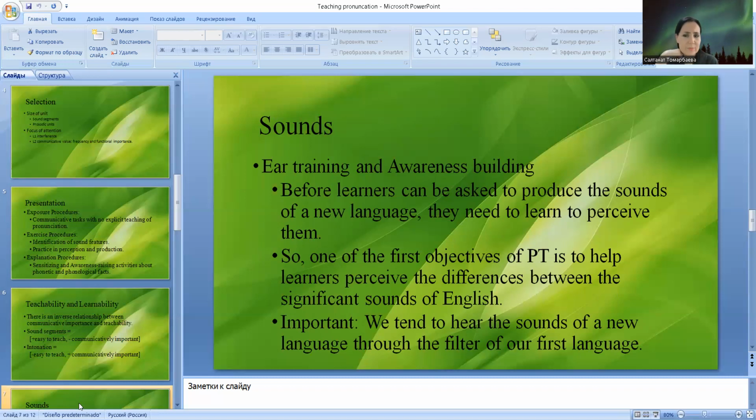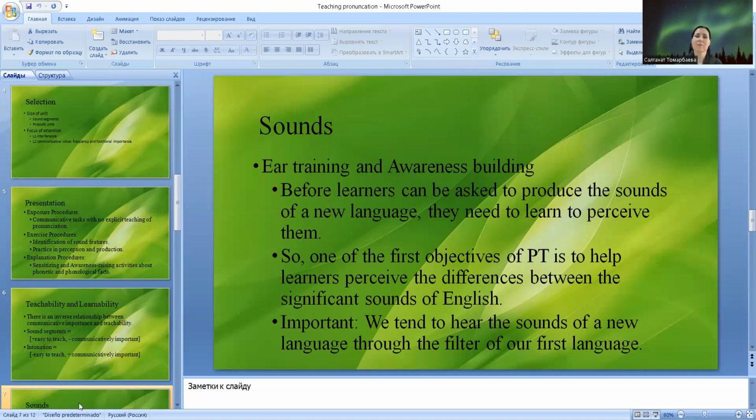So one of the first objectives of pronunciation teaching is to help learners perceive the differences between these significant sounds of English. Or just native speakers, you can see the pronunciations between the American and the English speakers. Also important, we tend to hear the sounds of a new language through the filter of our first language.